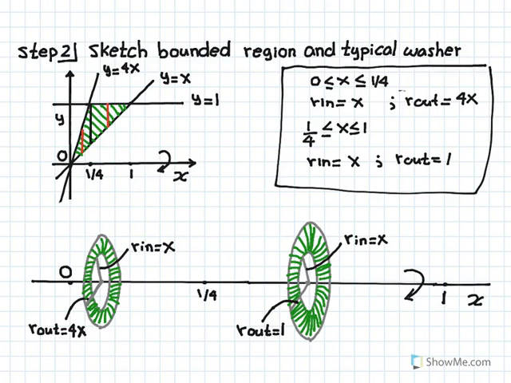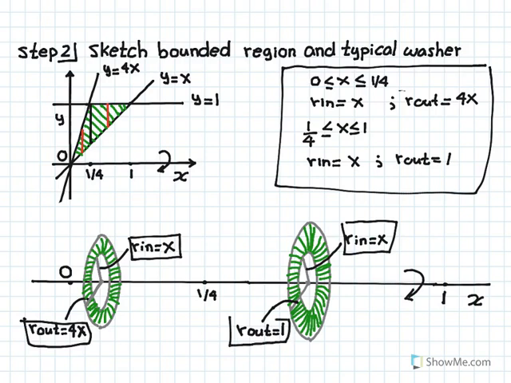So looking at the diagram, you can see when x is between 0 and 1/4, the inner radius is x. The outer radius is 4x. But when x is between 1/4 and 1, the inner radius is x, that doesn't change, but the outer radius has changed. The outer radius is 1. So we need two separate integrals, then we have to add those two integrals. All right, so let's summarize that.